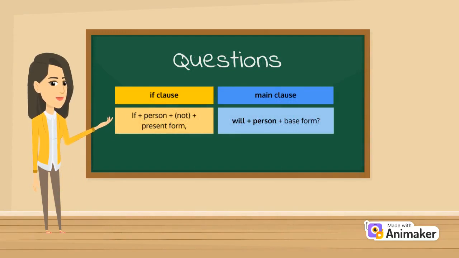When you want to ask questions with the first conditional, you change the person and will, and you add a question mark.